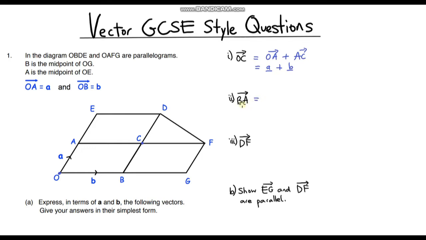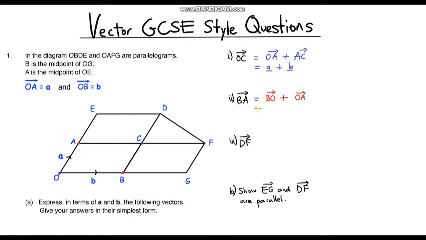Okay, now let's look at vector BA. So we're going to start at B. Let's do this in a different colour. Let's do this in red. So we're going to start at B, and we're going to finish at A. So again, we can't just go straight from B to A. We have to take a diversion. So we're going to go from B to O. So that would be vector BO. And then we're going to add on vector OA. And that will take us to A.